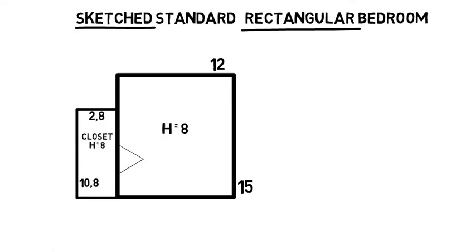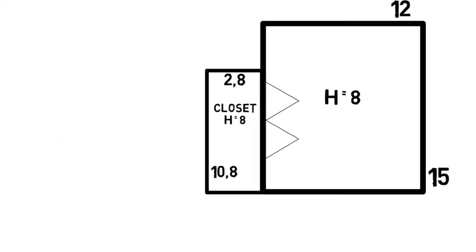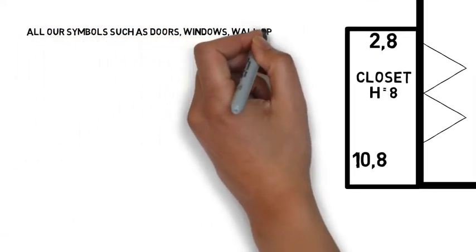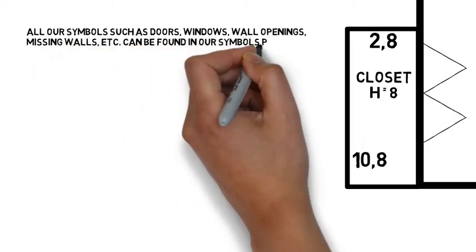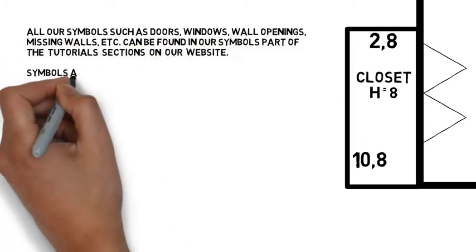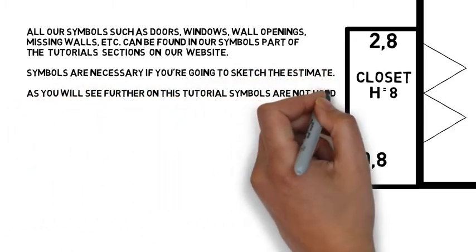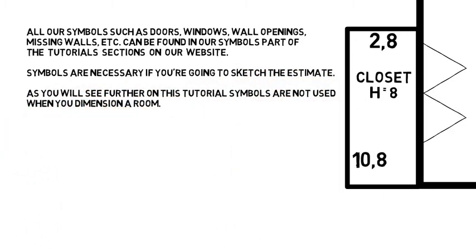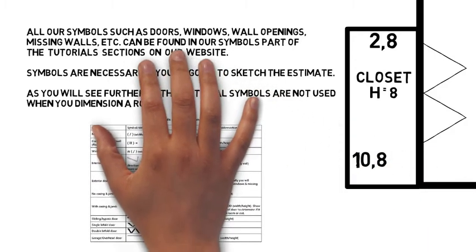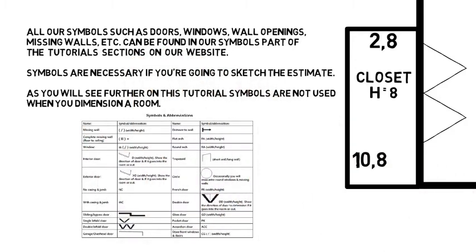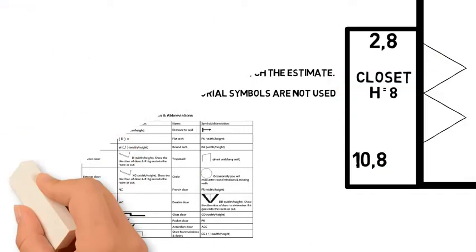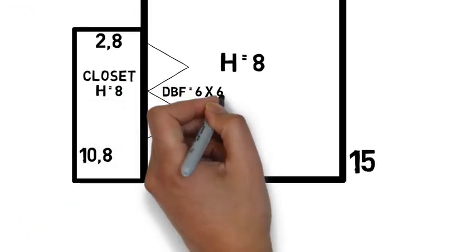Let's add a door to this closet by drawing a double bifold symbol with its size. All our symbols, such as doors, windows, wall openings, missing walls, etc., can be found in the symbols part of the tutorial sections on our website. Symbols are necessary if you're going to sketch the estimate, but as you will see further on in this tutorial, symbols are not used when you dimension a room. This door is 6 feet by 6 feet and 6 inches.